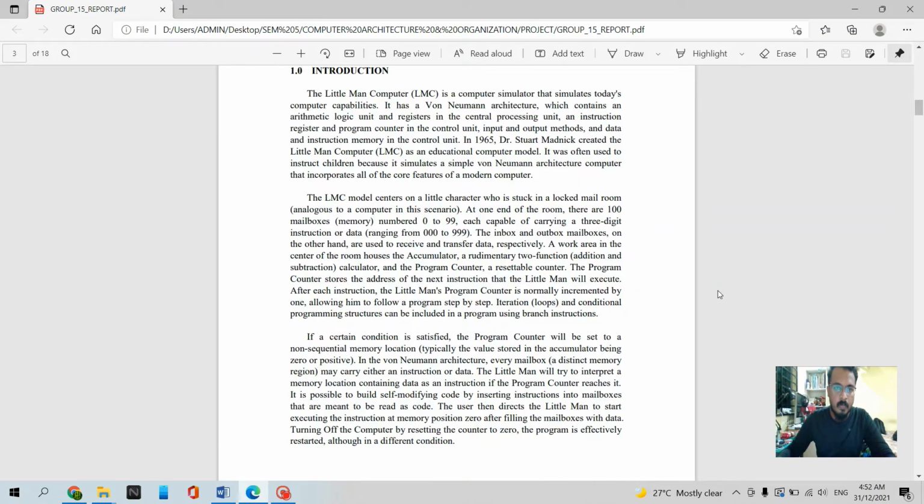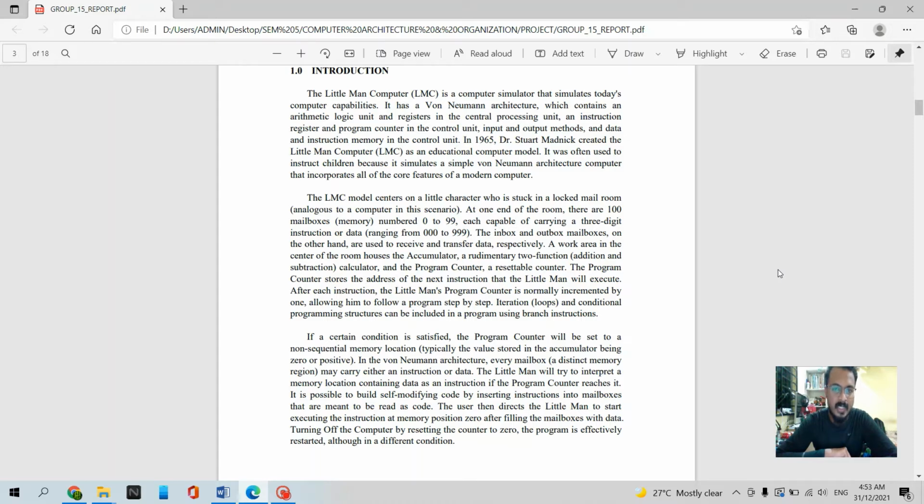So, first of all, I'm going to explain about the introduction. The LMC, which is Little Man Computer, is a computer simulator that simulates today's computer capability. It has one Newman architecture which contains an arithmetic logic unit and register in the central processing unit, and instruction register and program counter in the control unit, input and output method, and data and instruction memory.